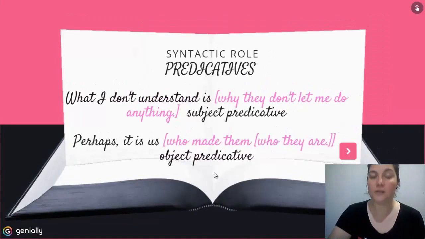The latter exemplifies two object predicatives. The first begins here and ends here. This is the first dependent clause, which is signaled by a WH word, which is who, and this WH complement clause gives us information related to the object, which is us. Within that first dependent clause, we have another dependent clause, which is also signaled by the subordinator who, but this time it gives us information related to a second object, which is them.